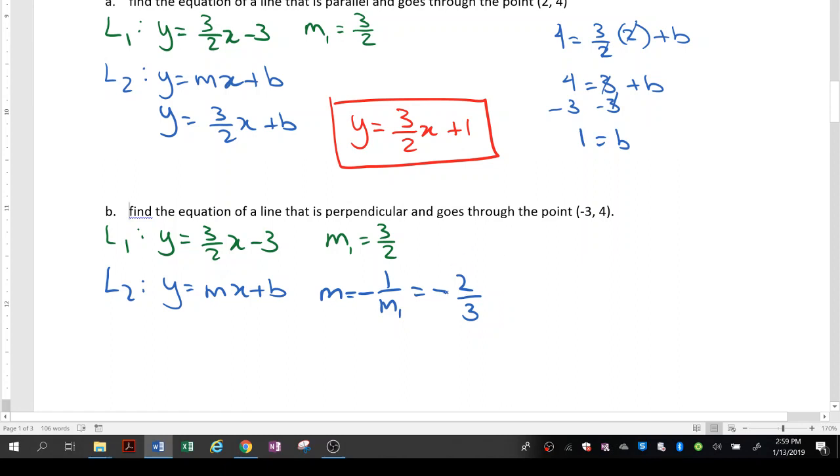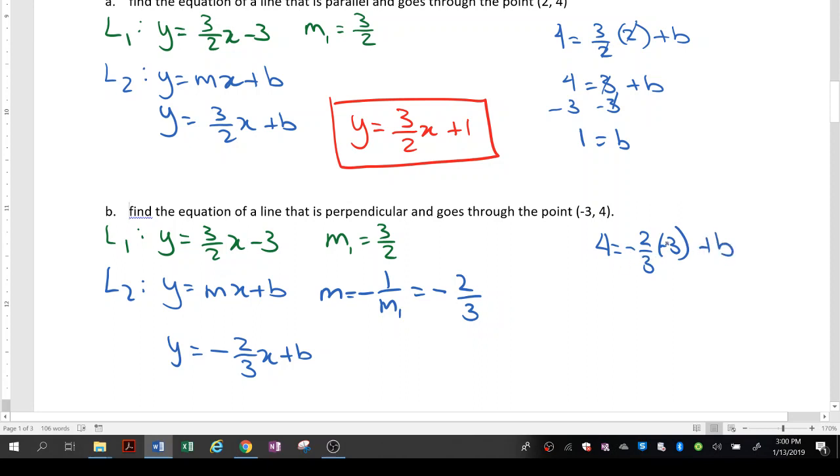So we can put that into here. So y is equal to negative 2 over 3x plus b. And again, we're going to substitute the point negative 3, 4 into y and x and solve for b. So our value for y is 4. 4 is equal to negative 2 over 3 times negative 3 plus b.